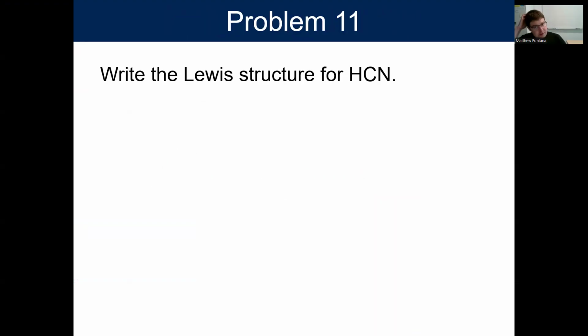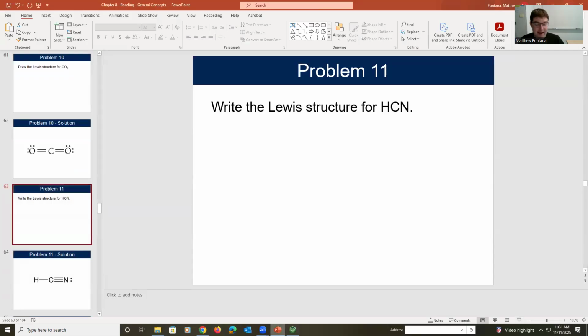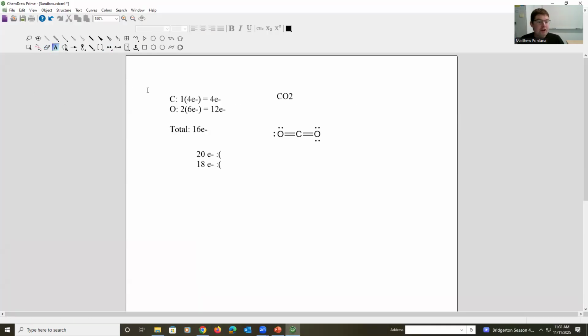Now what we're going to do is the Lewis structure for HCN, or hydrogen cyanide. Okay, so for HCN, we'll get that going. We'll clean up what we have here. So we're going to have hydrogen, carbon, and then nitrogen, and we're going to do HCN. Cool. Okay, so we are going to be doing hydrogen cyanide.